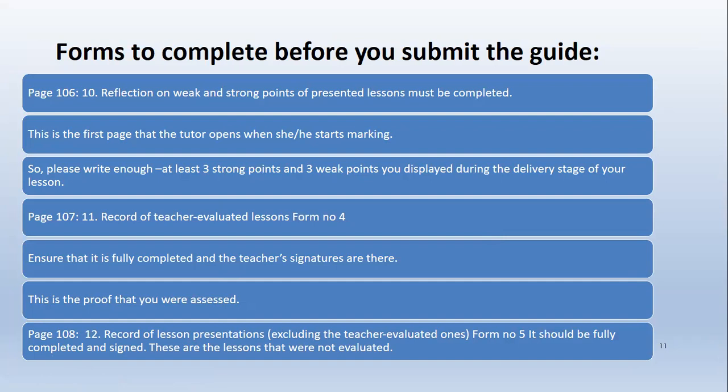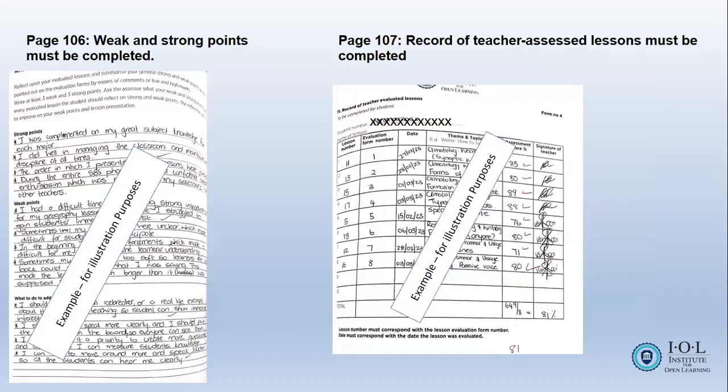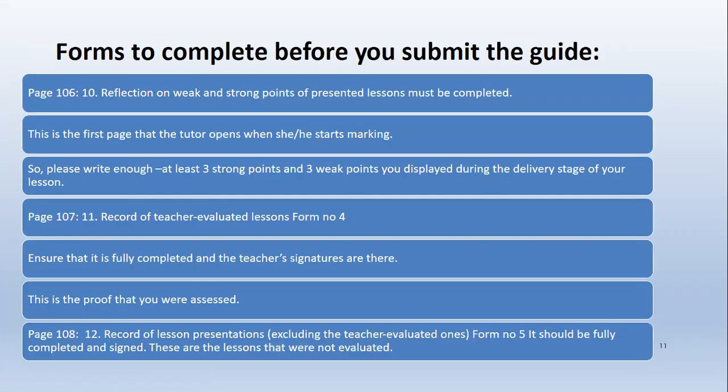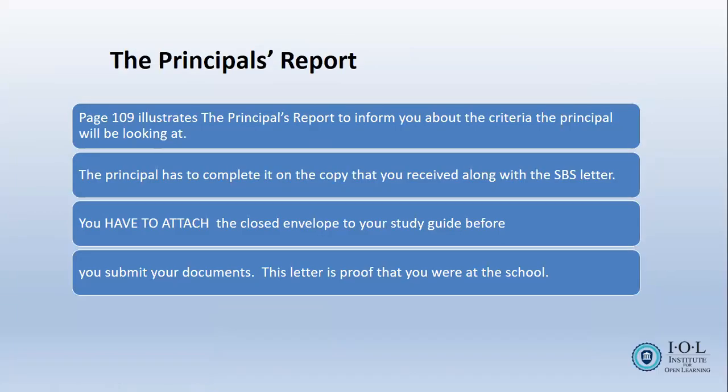Then we go to page 108. Let's look at page 108. I think that is the lessons that were presented but were not planned, presented but that were not evaluated. They are just being recorded. You don't focus on the ones that have already been recorded on the previous page, only the other ones. This is form 5 and it should be fully completed and it should be signed. And these are the lessons that were not evaluated. You may have presented them, but they were not evaluated.